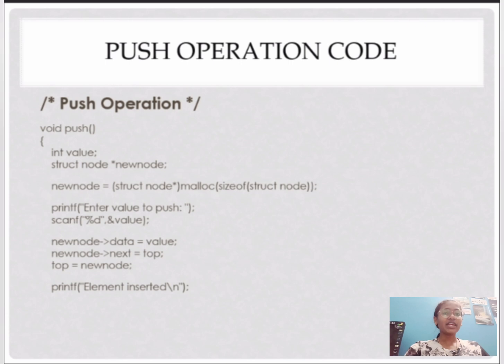Breaking down the push function step by step. First, we declare a variable to store the value and a pointer for the new node. Then, we allocate memory using malloc. We take input from the user and assign the value to the node's data field. Now, the important part. We link the new node to the current top using newnode->next = top. Then update top = newnode. This ensures that the new element is placed at the top of the stack. Finally, a message is printed confirming insertion.